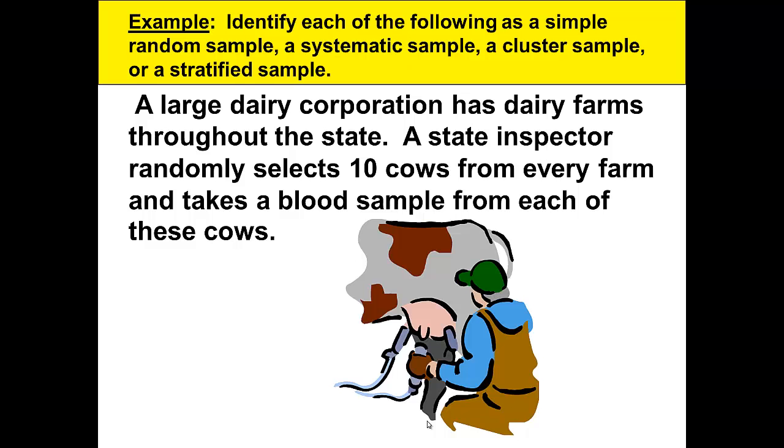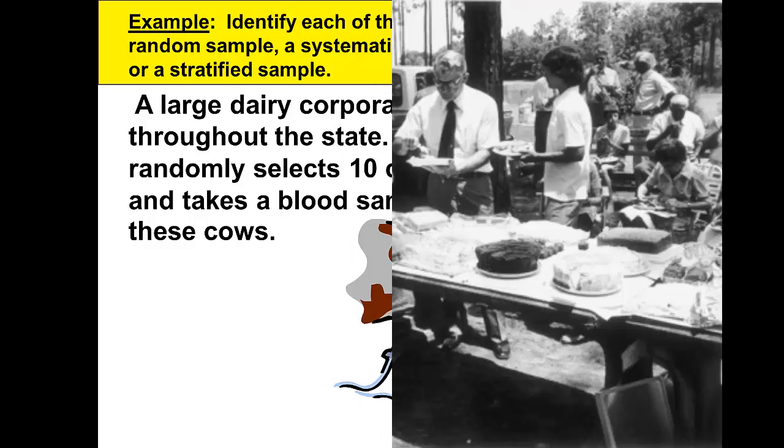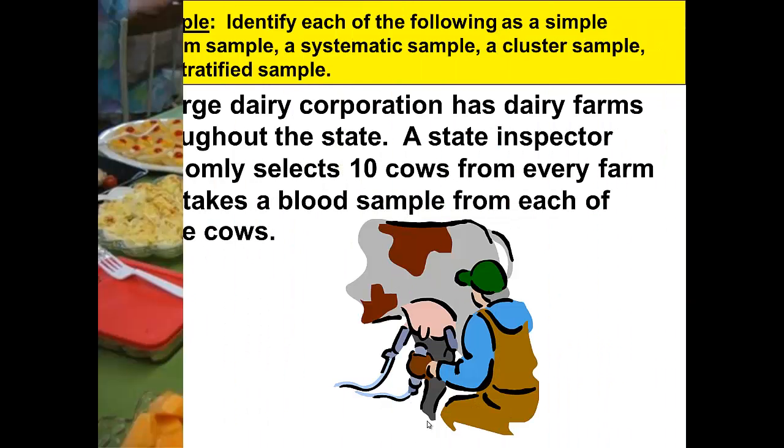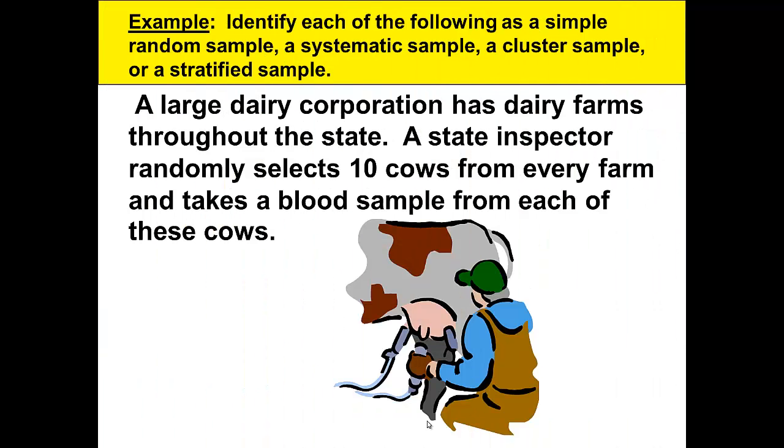And although stratified as a word isn't associated or close to a buffet, that's how I think of stratified. I think of Sunday dinner on the grounds, if you know about those, or a buffet dinner. You go down the table and you select a little from every dish that's offered to you. In our case, 10 cows from every farm. I hope the two visuals here have helped you keep the two straight between stratified and cluster.